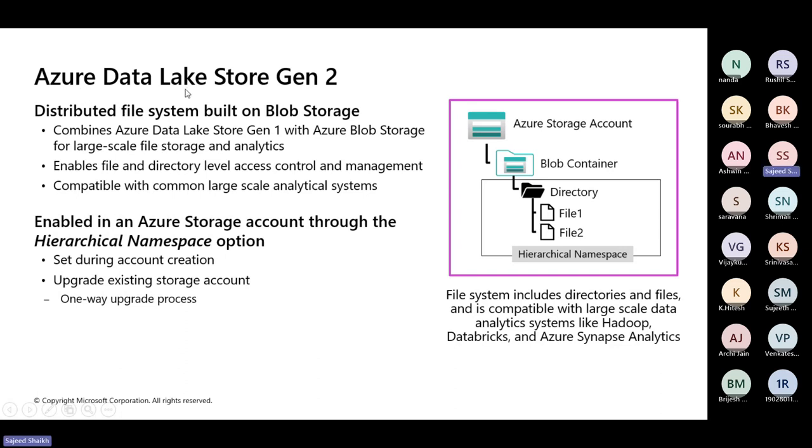Then you have what is called Azure Data Lake Store Generation 2. First it was generation one, but now it is generation two. It combines Azure Data Lake Store generation one with blob storage for large scale file storage and analytics. It enables file and data level access control and is compatible with large scale analytical systems. It is enabled in the Azure storage account through a hierarchical namespace concept, which includes directories and files, compatible with large scale data tools like Hadoop, Databricks, and Azure Synapse. Again, that has to be done with the help of an Azure storage account.